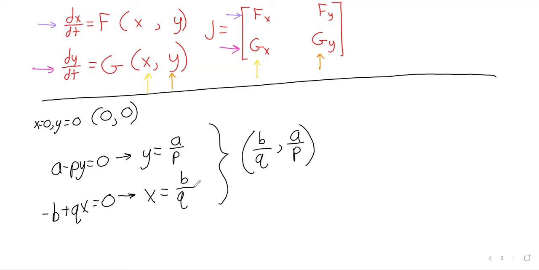So the Lotka-Volterra equations have two fixed points. One of them is bad for everybody. The predator and prey species both go extinct. The other is good for everybody. The predator species and the prey species keep existing.